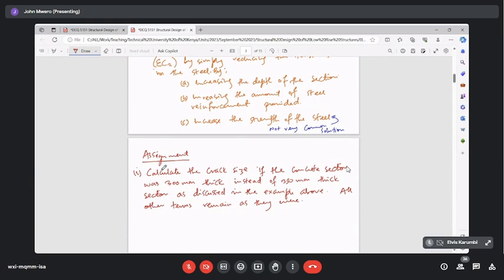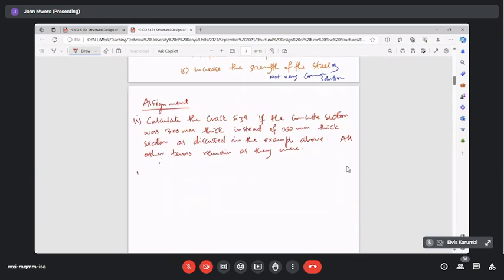And then part 2 of that assignment, I want you to repeat question 1 above, with a section of 400 millimeters thick.